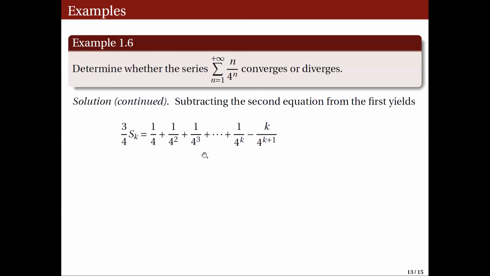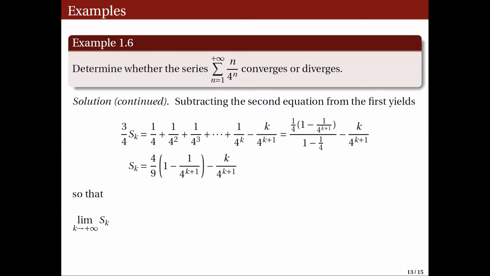So the sum of this finite geometric series is given by 1/4 times quantity 1 minus 1 over 4 to the k plus 1, all over 1 minus 1/4, because the first term of our finite geometric series is 1/4, and the common ratio here is 1/4 as well. So we have this sum. This is the sum of the first k terms of a finite geometric series, and then we subtract from it k over 4 raised to k plus 1. Then we have to simplify this.